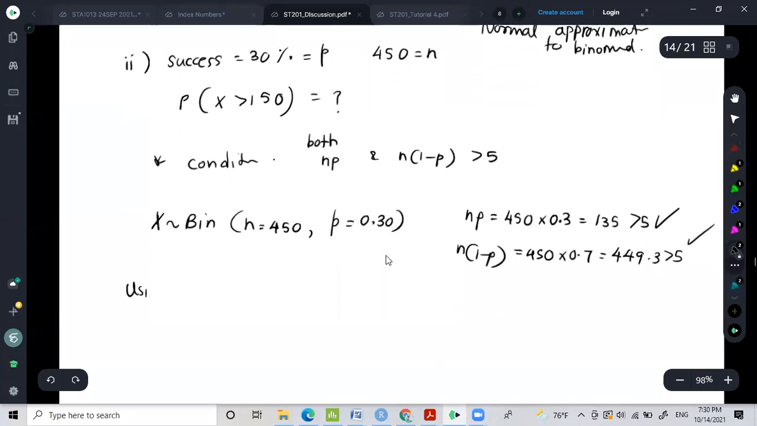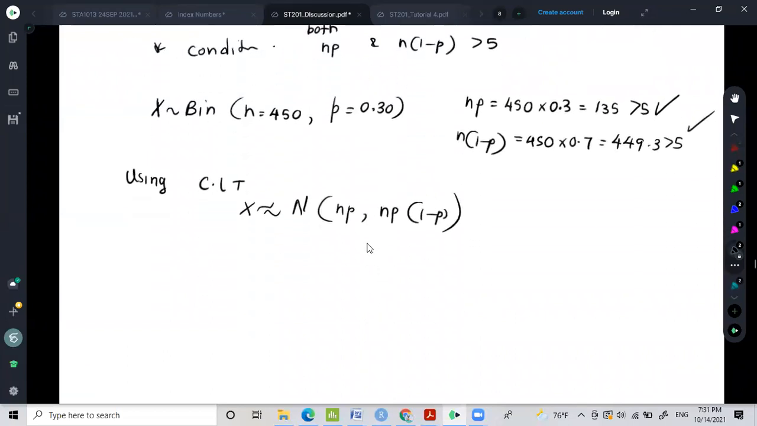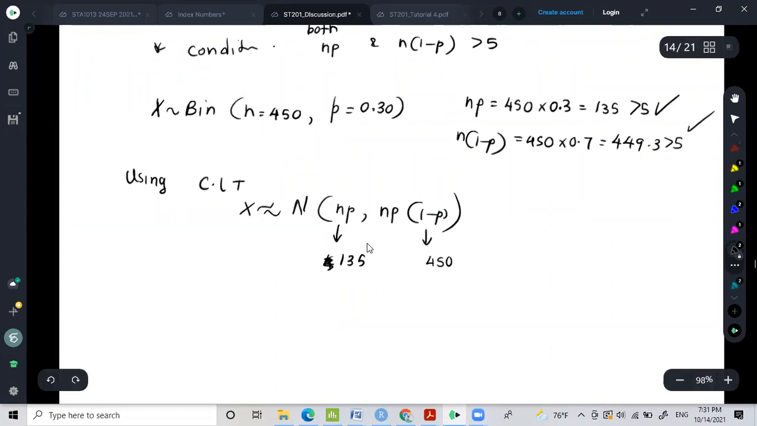Now, using the central limit theorem, what do we know? You can approximate X with the normal distribution with mean np and variance np(1 minus p). So what is np? We already found it, it's 135. What is n times p times 1 minus p? That will be 450 times 0.3 times 0.7, which gives 94.5. So this is sigma square of the normal approximation.